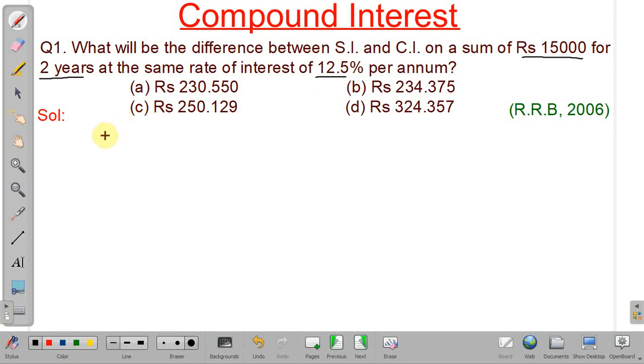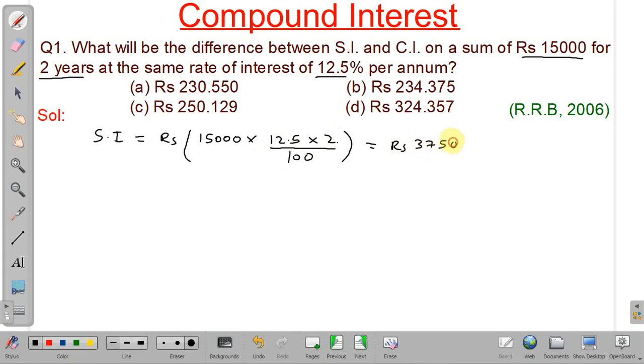So first we will calculate simple interest, and this will be equal to principal is rupees 15,000 into rate is 12.5% into time, it is 2 years divided by 100, and this will be equal to rupees 3750. Next we will calculate compound interest, and it will be equal to amount minus principal.